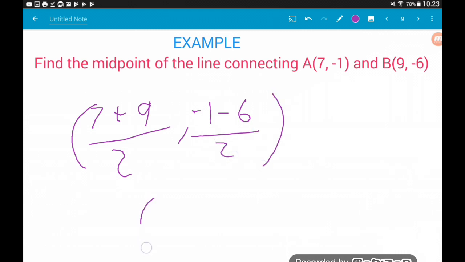Now if we sort those out, 7 add 9 is 16. 16 divided by 2 is 8. So that's the x coordinate of our midpoint. Now minus 1 minus 6 is minus 7. So our y coordinate is minus 7 halves like that. Cracking.